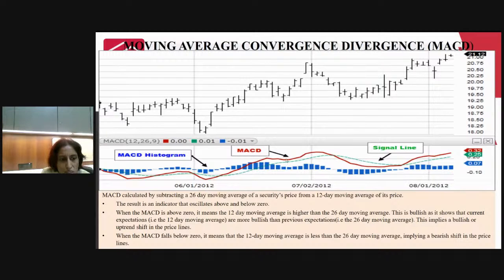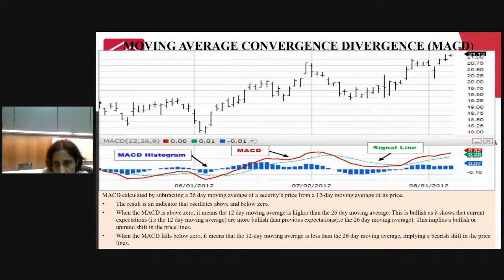Okay. So MACD, how do we arrive at this particular line? The MACD is calculated by subtracting a 26-day moving average of a security's price from a 12-day moving average of its price. And the result is an indicator that oscillates above and below zero. So you see that this is a zero line over here.